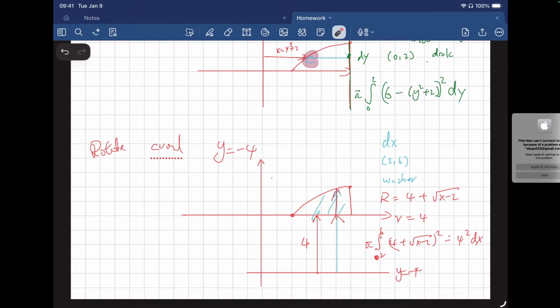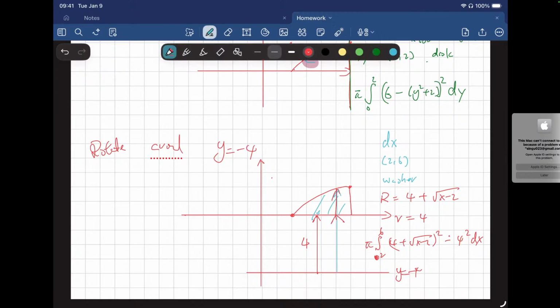Wait, Mr. Ye, what'd you plug in for x? Like, how did you get 4 squared dx from that? 4 squared dx. 4 is the small radius from here to here. So this one here, parentheses here too. It's a minus. Big R minus small r.